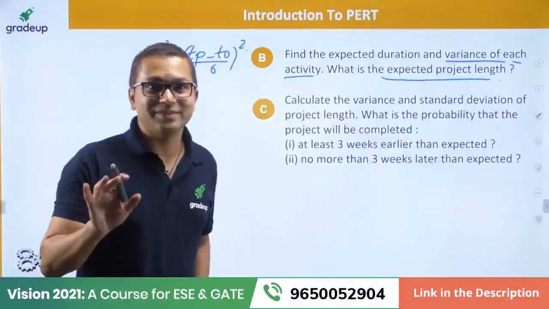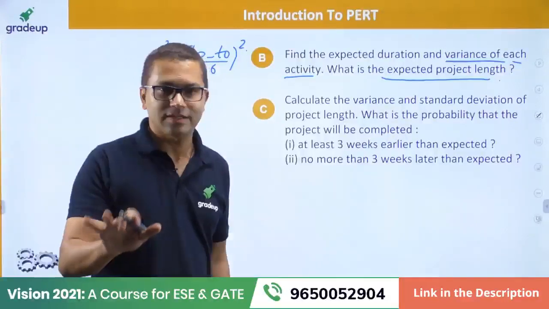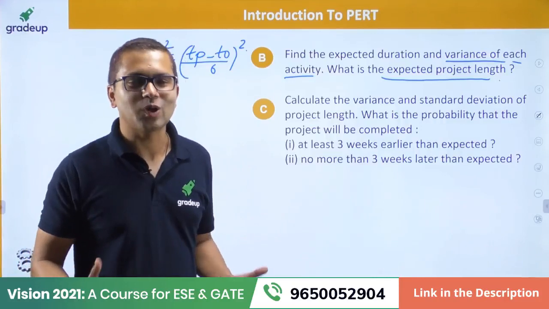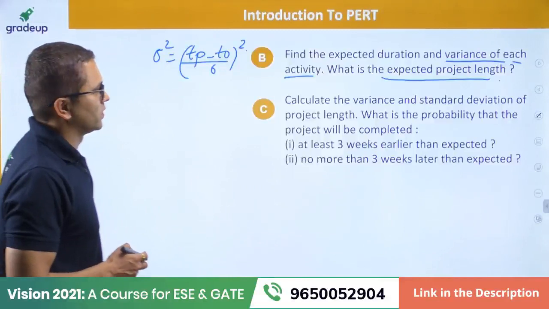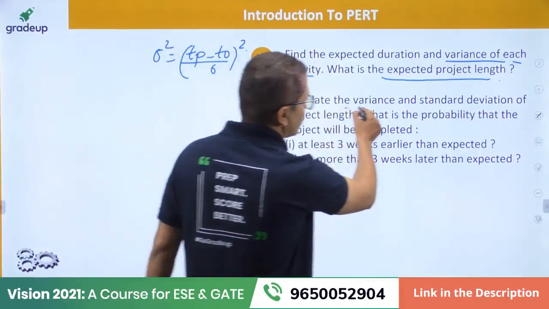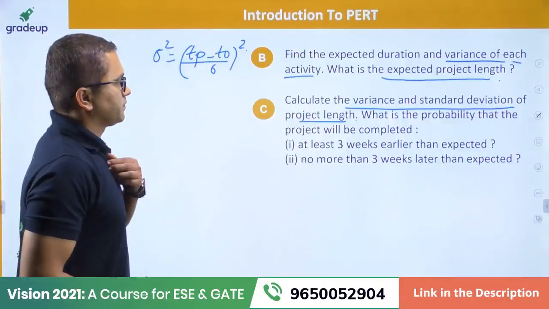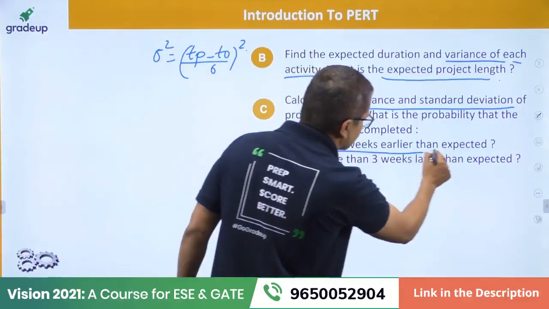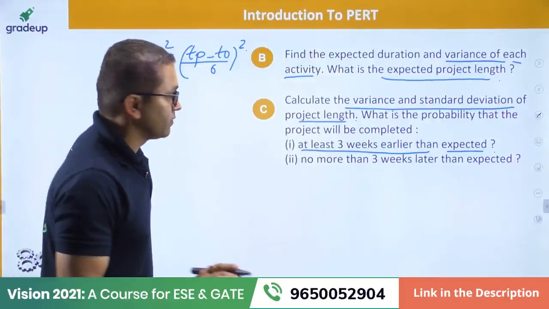And I think I have given you the context of why TP is more than TO. I've given you a real-life example of who a pessimist is and who an optimist is. Now you can understand this, right? So TP is always greater than TO. So we have calculated the variance and standard deviation of project length. Now we have to calculate the probability that the project will be completed at least 3 weeks earlier than expected.